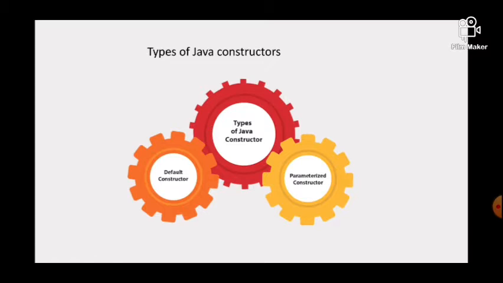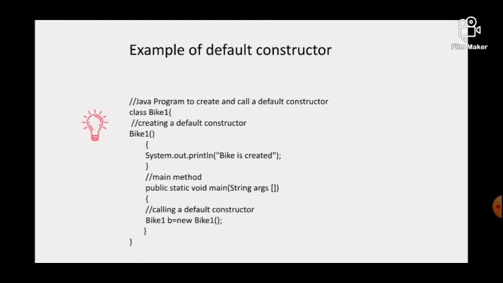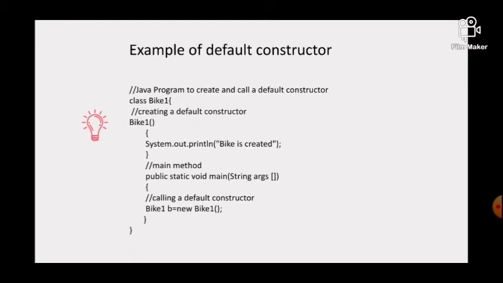So how many types of Java constructors are there? There are two types of Java constructor. One is the default constructor and the other is the parameterized constructor. Now we are going to see an example of how a default constructor is created.